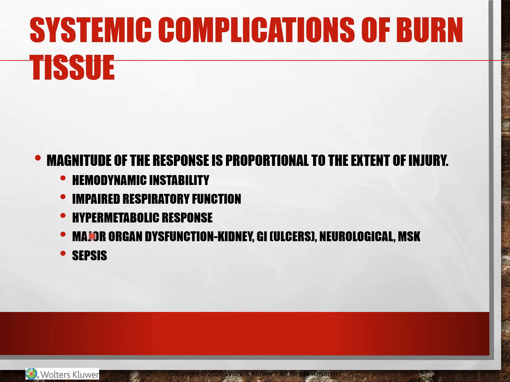And finally, you see a lot of major organ dysfunction, so things like kidney dysfunction, especially in hypovolemic patients. We can see the development of GI ulcers largely because of that increased stress response of catecholamine and cortisol release. They can also develop a lot of neurological and musculoskeletal dysfunction. We'll talk about some of those things a little bit further too on the next slide.